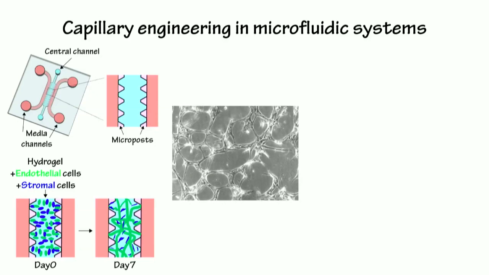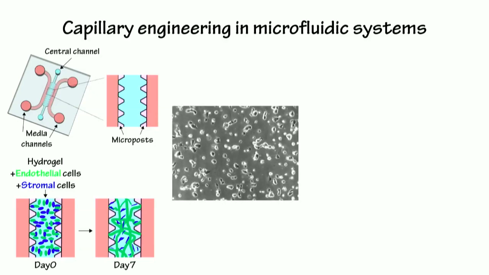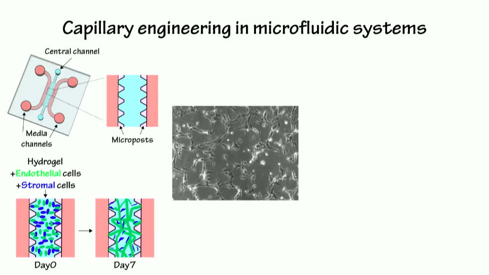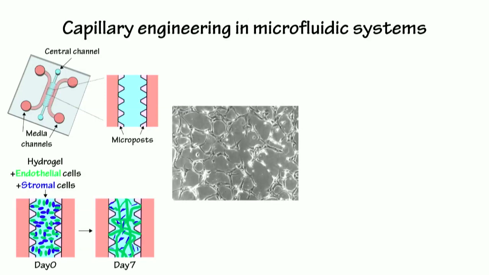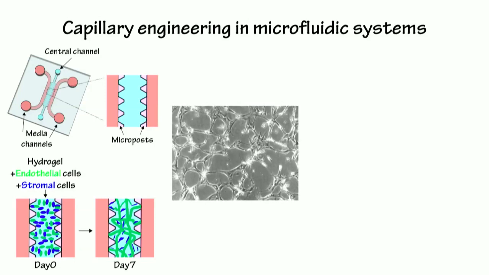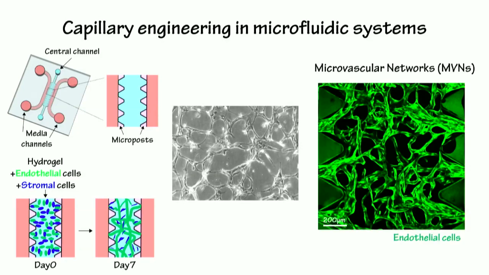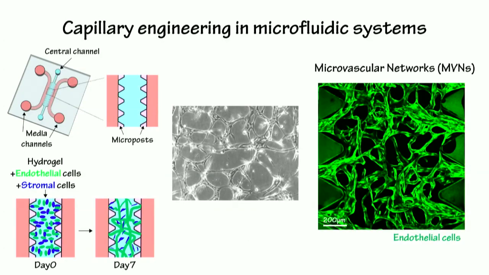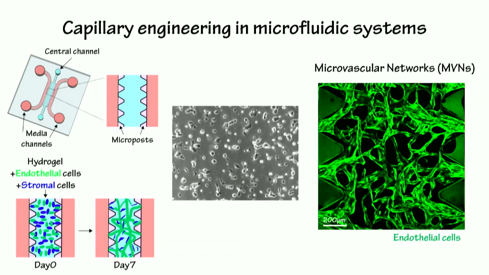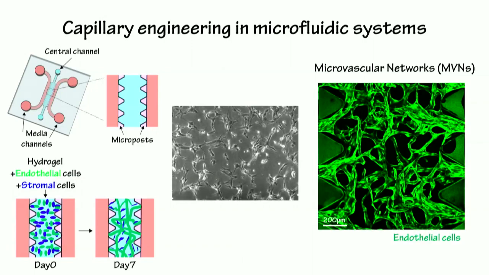After the gel is cured, we add the media into the media channels, and then we keep culturing the device for 7 days. As you see from this movie, the endothelial cells proliferate, migrate, and make connections. Eventually, they form networks, so they interact with each other. We call it microvascular networks. As shown here, the endothelial cells are labeled in green.